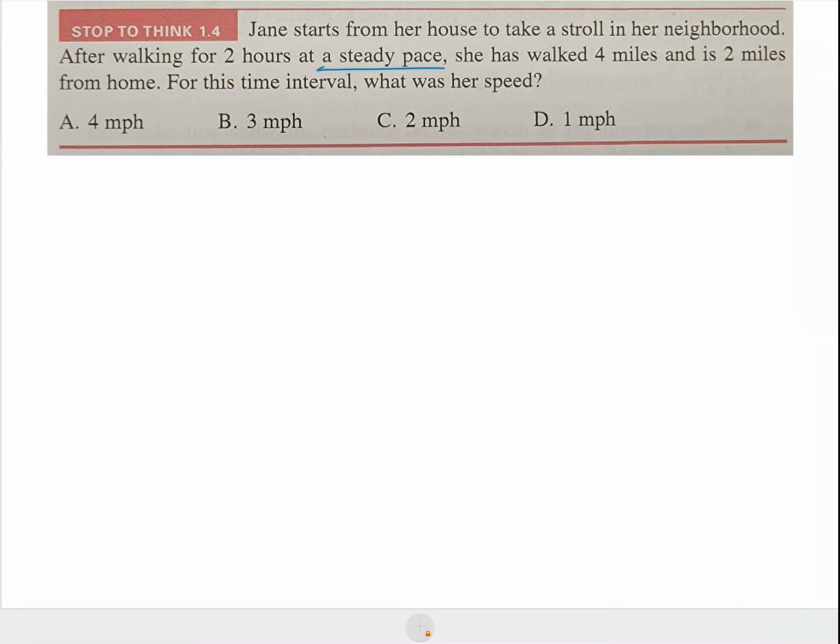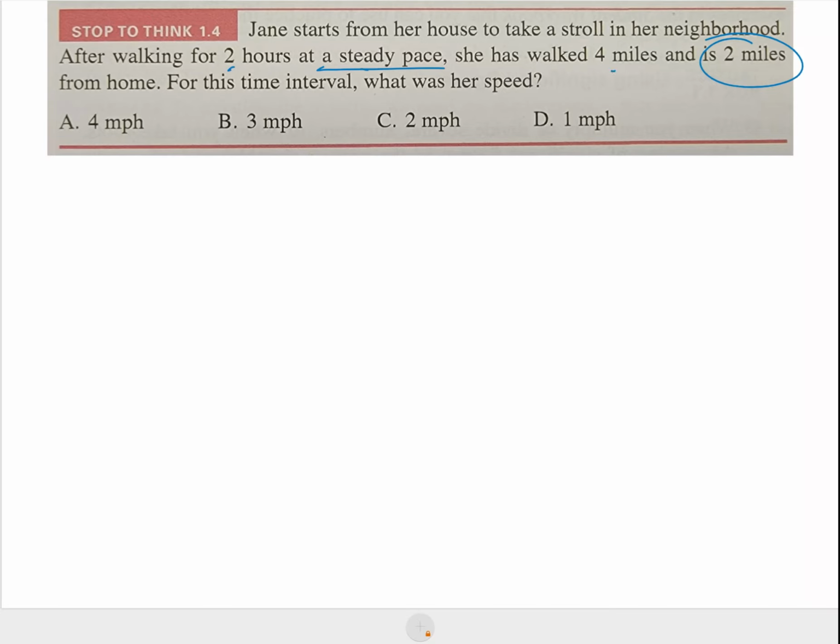Okay, I get it now. I got the answer. What do you think? I think it's 3, or B. 2 miles per hour. 2 miles per hour? Because if she's traveled 4 miles in 2 hours, then you had to have traveled at least 2 miles per hour. What about this information right here? That's just leftover. You don't need it, because we know that she's traveling at a steady pace for 2 hours, and she went 4 miles.